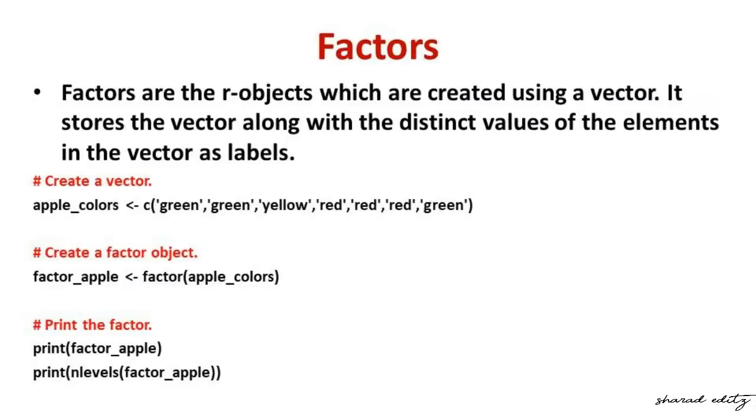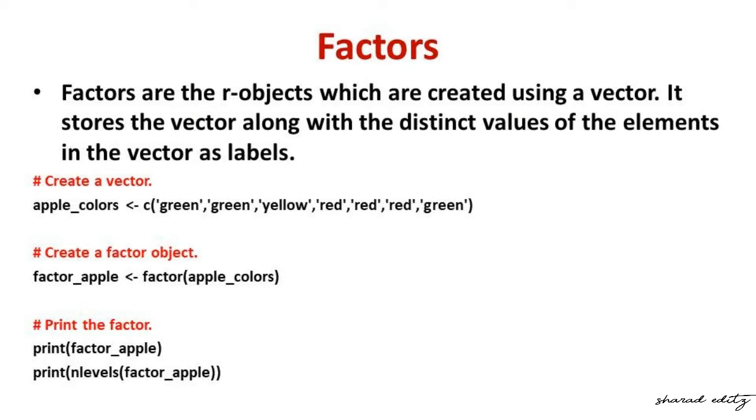Next we will study factors. What are factors? Factors are the R objects which are created using a vector. It stores the vector along with the distinct values of the elements in the vector as labels. For example, we have created a vector apple_colors.